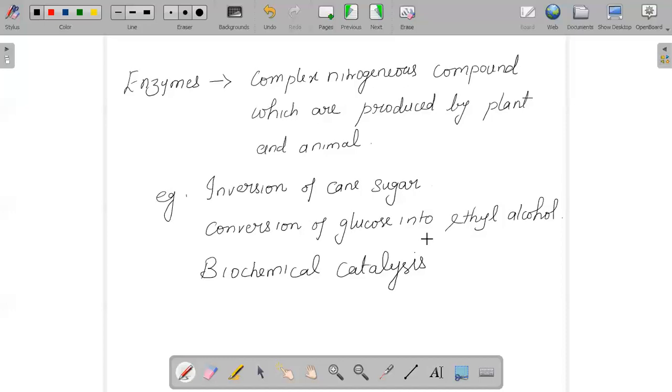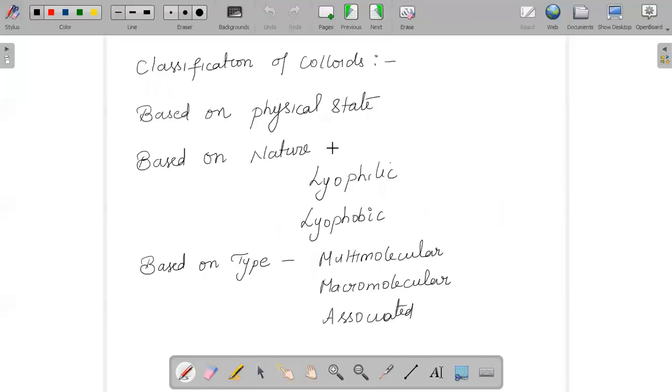For example, a simple thing which we use is the conversion of milk into curd. We have an enzyme, lactobacilli, which is present in curd, and that helps in order to convert milk to curd. So there are different enzymes which are being used.